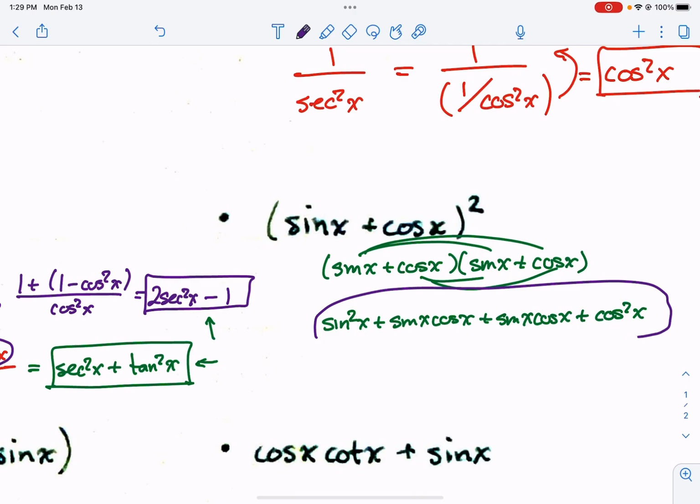And these two terms at the very ends here, those added together, because we can add these in any order we want, sine squared plus cosine squared, that's 1. And then if we combine these two, these are like terms, and there's 2 of them being added together. So we have plus 2 sine of x cosine of x.